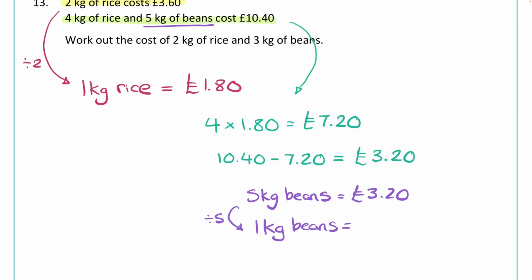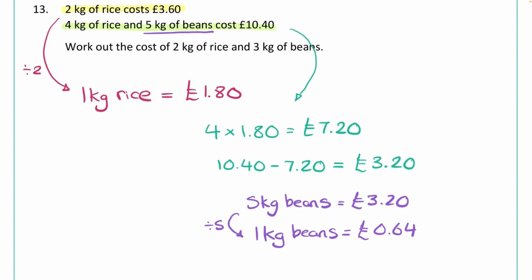And then £3.20 divided by 5 is 64 pence, or 0.64 in pounds. Now I have the cost of the rice, £1.80, and the cost of the beans, 64 pence. I can now work out the total cost of 2 kilograms of rice and 3 kilograms of beans.